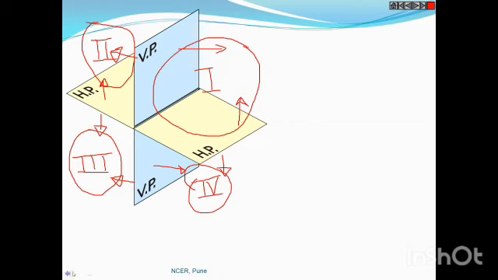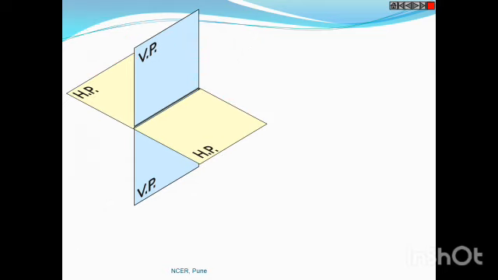And the intersection of vertical plane and horizontal plane, this is the line where the vertical plane and horizontal plane intersect. So this line is the XY line, and this is the position of your observer. So the observer position is always in the first quadrant, that is above the HP and in front of the VP, and this intersection line is called the XY line.